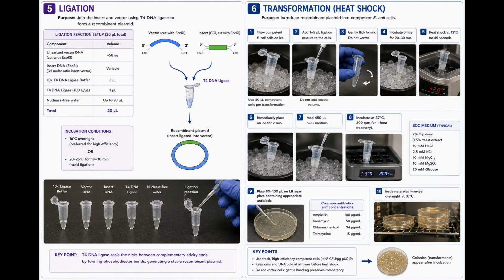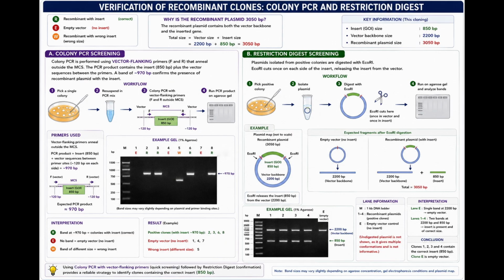Now select colonies that grow on antibiotic plates. Screen them using colony PCR or restriction digestion or blue-white screening. This is done to identify colonies that contain the correct recombinant plasmid. Now I have already made a video on my channel about colony PCR. If you want, you can check that out.